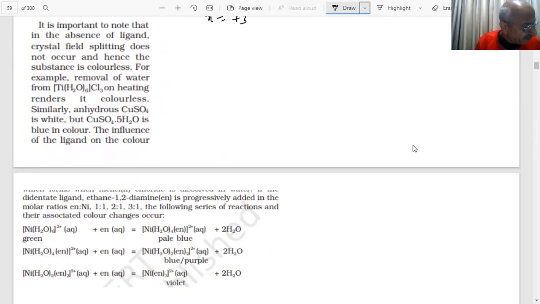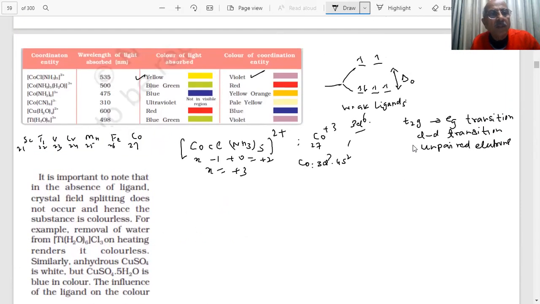For example, titanium, [Ti(H2O)6]3+. And titanium, what will it be? It's a d1. D1 means one electron. This one is t2g, this is eg.